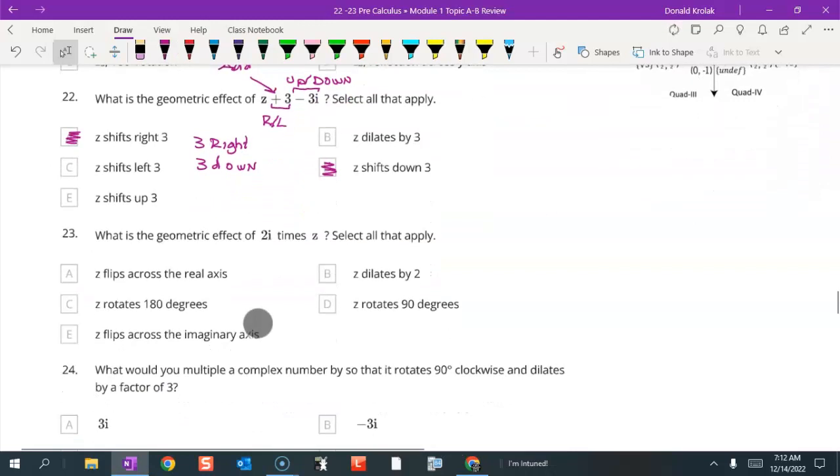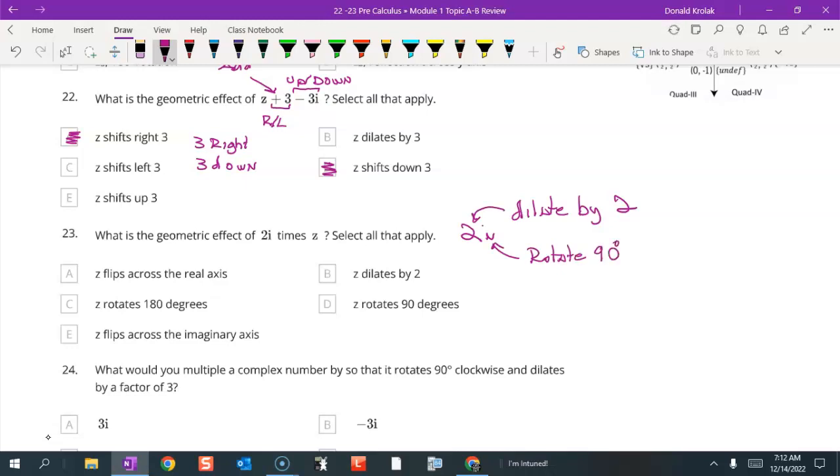Okay, geometric effect of multiplying. Okay, so if I multiply by 2i, the 2 is going to dilate it by a factor of 2, and the i is going to rotate it 90 degrees counterclockwise. Okay, so let's see. It's going to dilate by 2, and it's going to rotate 90.